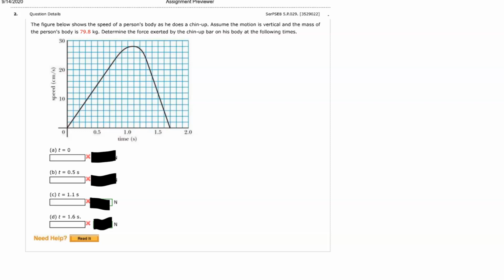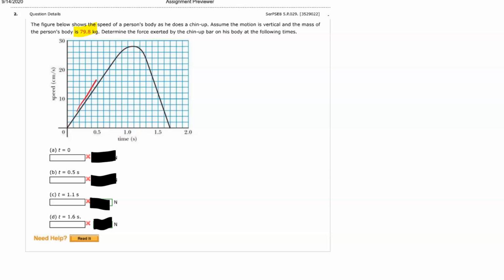Alright, so here we've got a problem talking about a chin-up, and we're looking at this speed versus time graph. We're assuming the motion is vertical. Mass is given here in the problem, so you can take a look at the mass right there, and as we continue on, we can start out by looking at the picture.